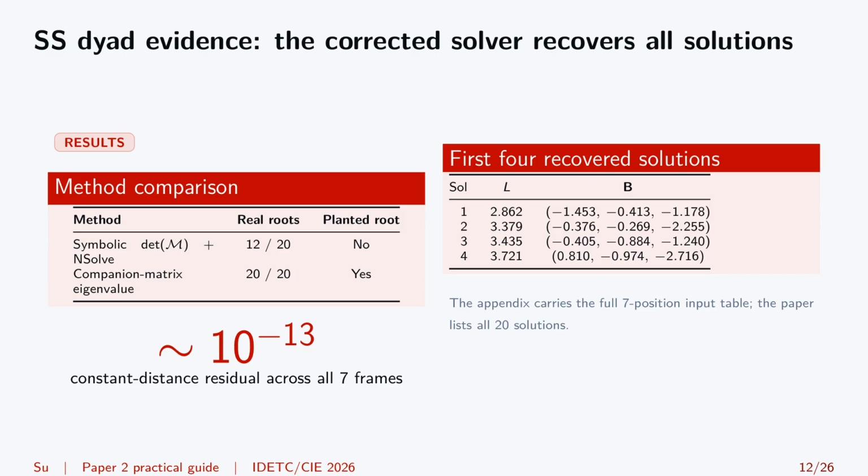With that correction, the solver recovers all 20 real solutions and the planted root, with very small residuals over the 7 frames. The comparison makes the lesson concrete. A mathematically equivalent looking root can be computationally unreliable, so validation must drive revision.